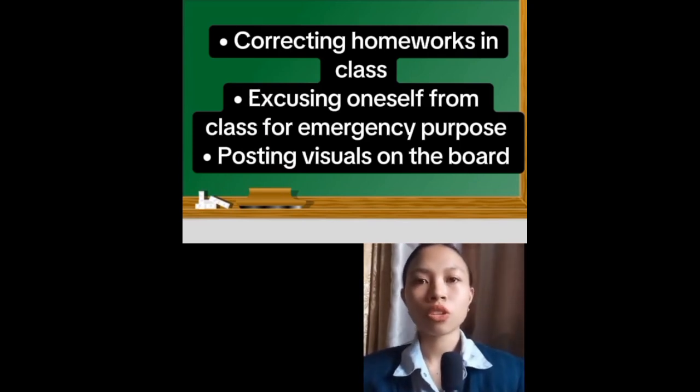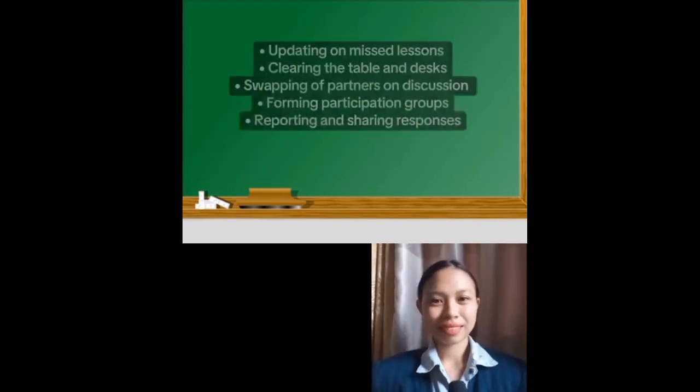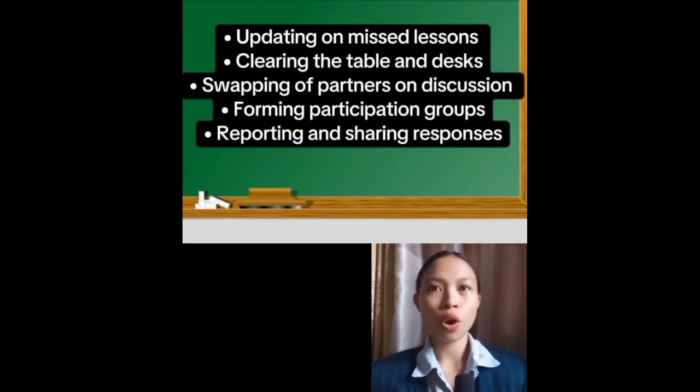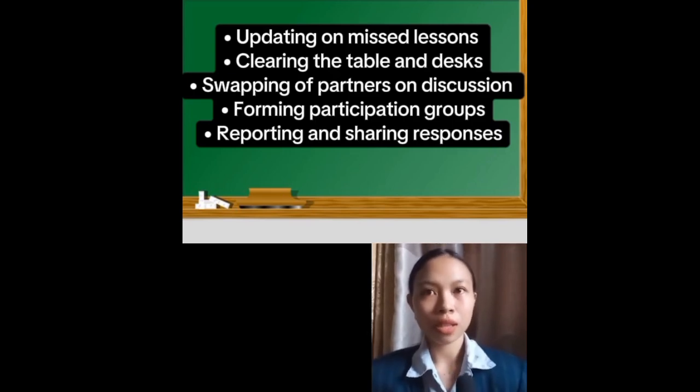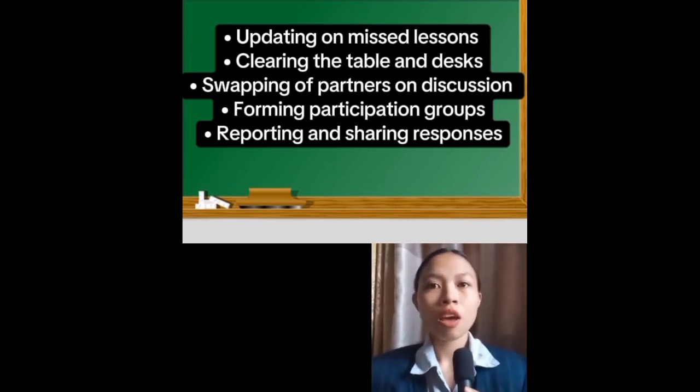So here, a teacher designates a bulletin board for lesson updates and motivational quotes. And also updating on missed lessons. So here, a classroom has a designated missed work folder where absent students can collect assignments, and also clearing the table and desk, swapping of partners in discussion, forming participation groups, and reporting and sharing of responses.